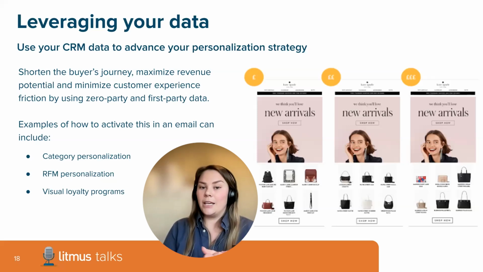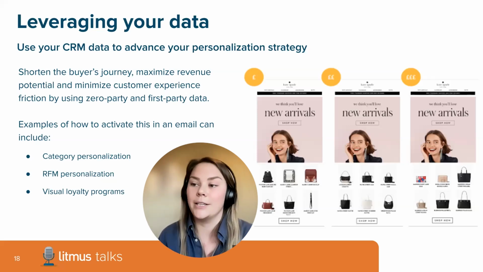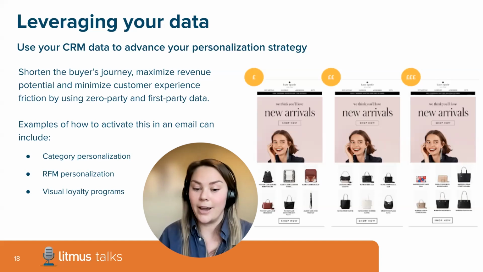So in the example on the screen, this is from Kate Spade. They actually personalize the products in their emails based on customer spend volume. So they use that recency, frequency, monetary spend data that they've got to show products that are at that customer's preferred price point. So it's a really nice way to build in subtle personalization for the customer.